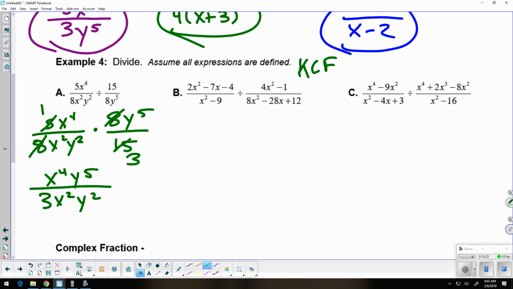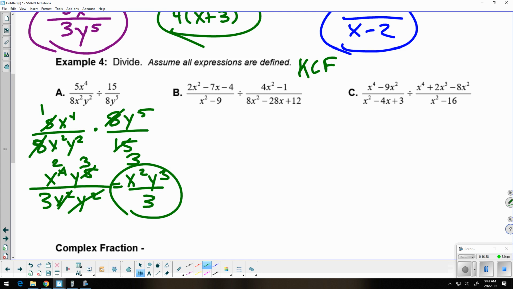Now I'm going to reduce down the x's and y's. So reducing those down, these x's go away. I'd have 2 left on top. These y's go away. I got 3 left on top. So I have x squared y cubed over 3 is my solution.